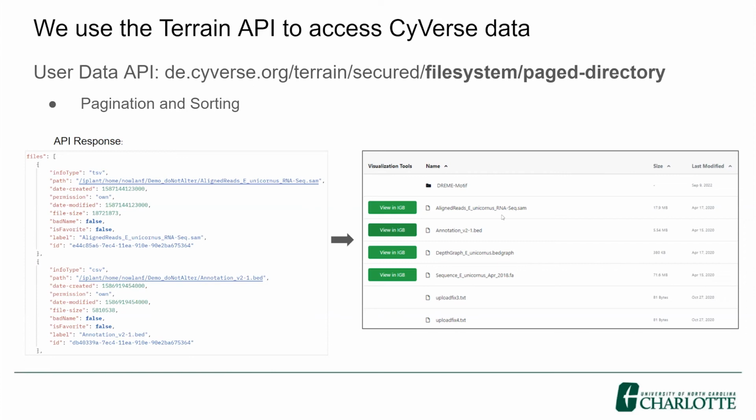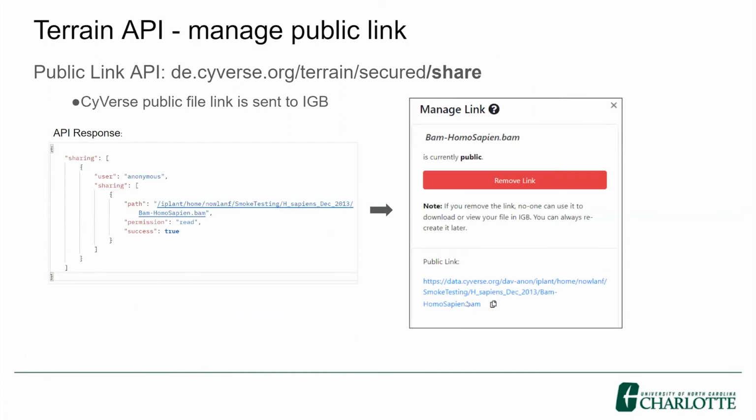Now I'm going to talk about how BioViz Connect communicates with IGB using its own collection of APIs. If a user clicks on view in IGB, a public link is sent to Integrated Genome Browser, and the link is for that particular file. When a user clicks on that, this is what the link looks like. CyVerse calls it a public link, and that's because in CyVerse, users can share their files with other CyVerse users internally, but externally, the user has to use a public link to share the file.